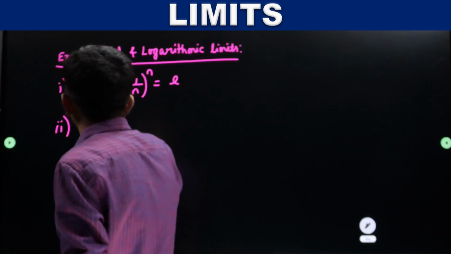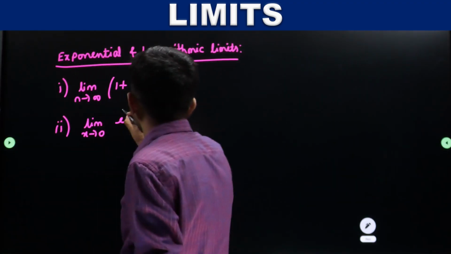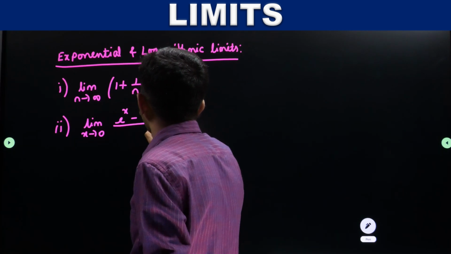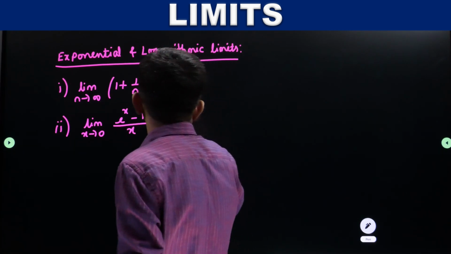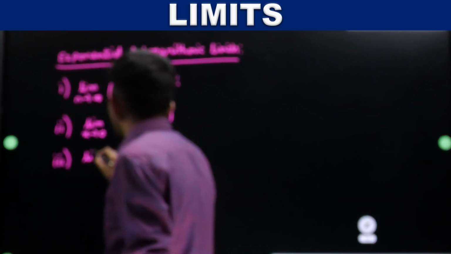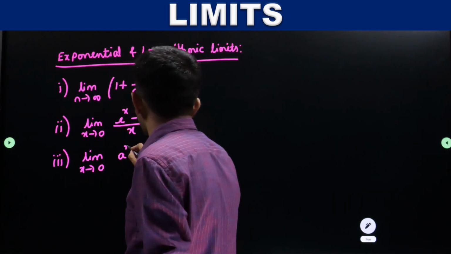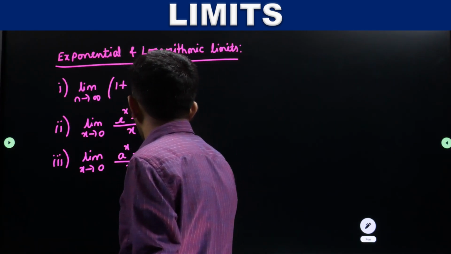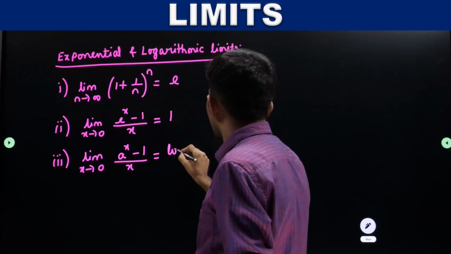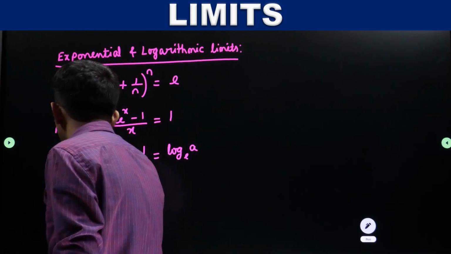Limit x tends to 0, (e power x minus 1) by x is equal to 1. Limit x tends to 0, (a power x minus 1) by x is log a base e.